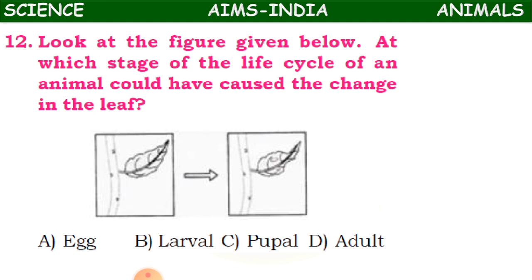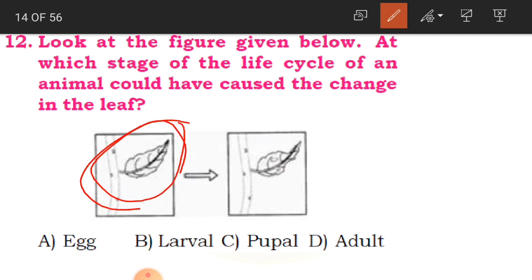Clear? Now 12th question. Look at the figure below. At which stage of the life cycle of an animal could have caused the change in the leaf? See here you have got a picture, children, and there is a leaf here, and we have to identify at which stage of the life cycle of an animal could have caused the change in the leaf. So there is a change in the leaf, yes or no? If you see here, this leaf is a complete leaf. Here if you see, this leaf is not complete. It is somehow a little bit folded. Now, at which stage of an animal, when it is going through its life cycle in the reproduction process, can we see this change?